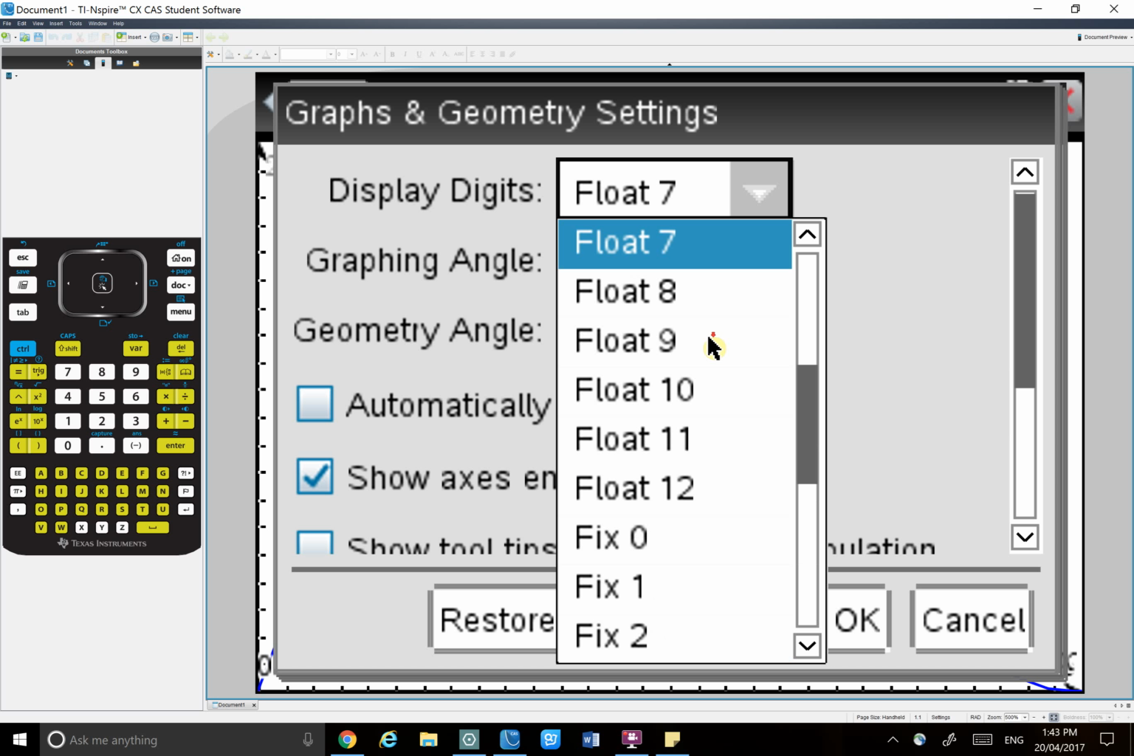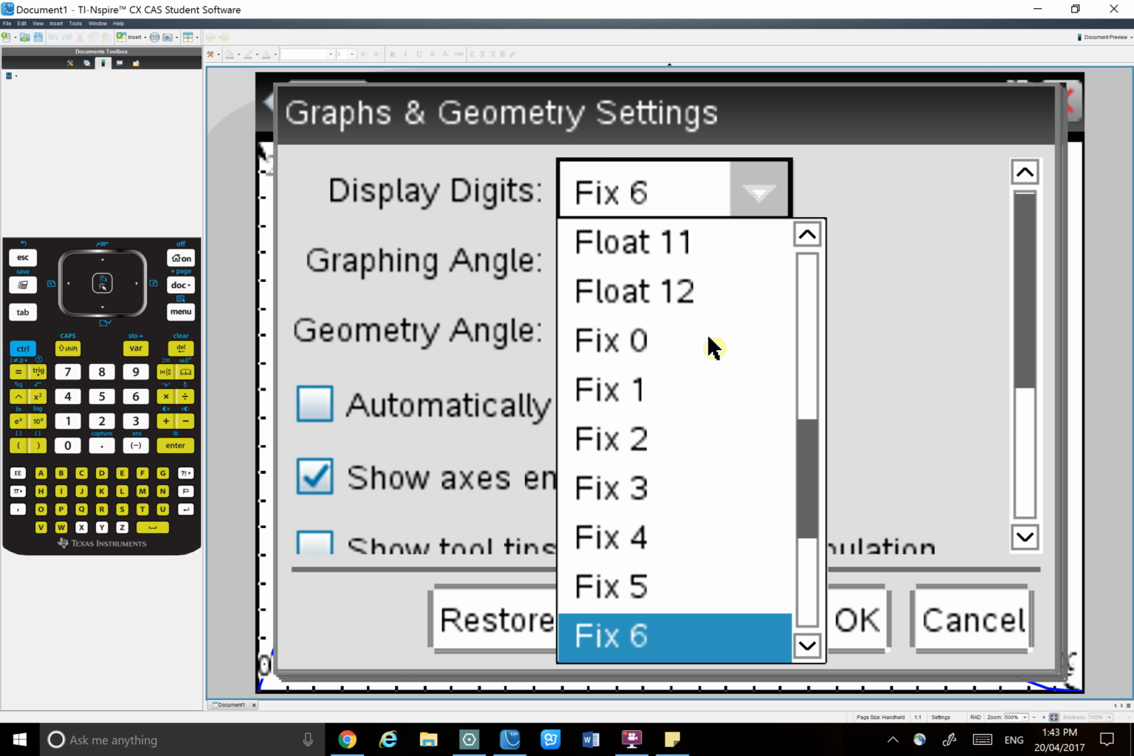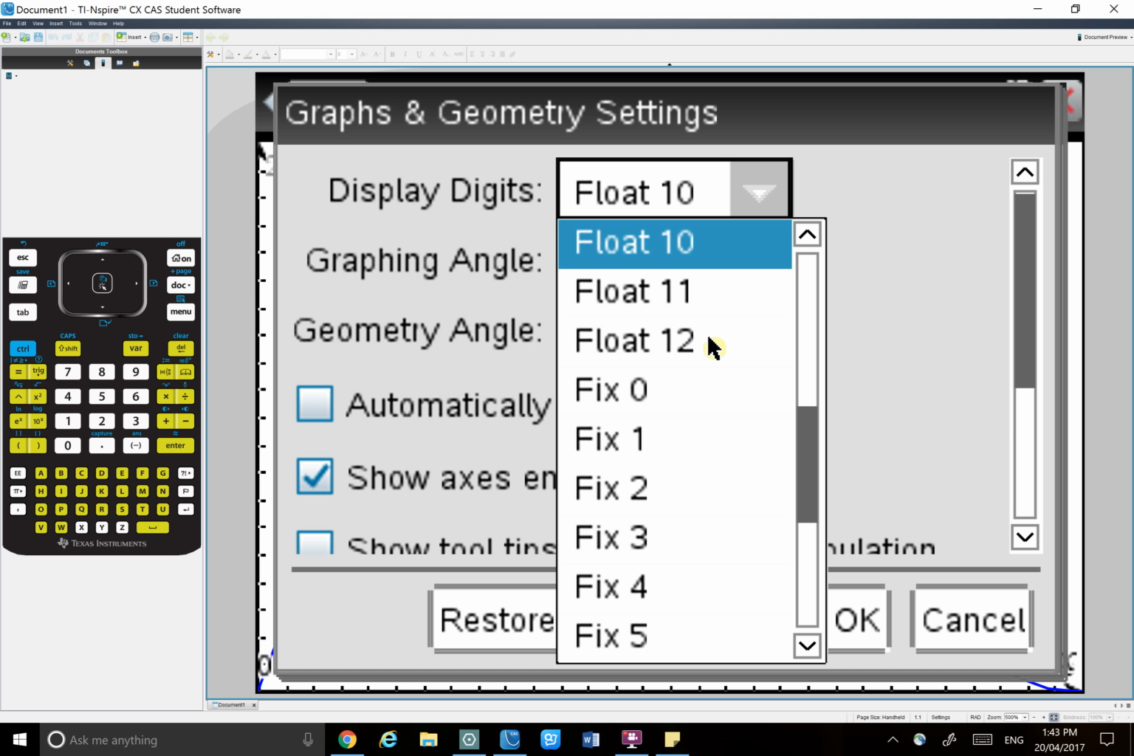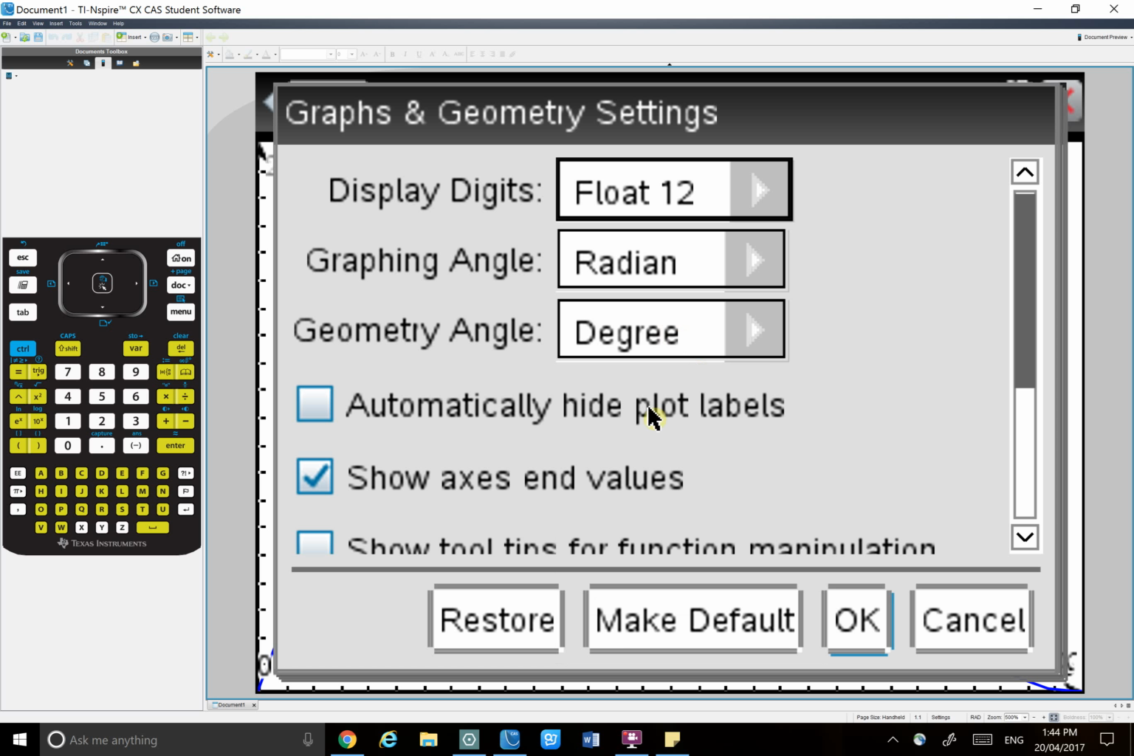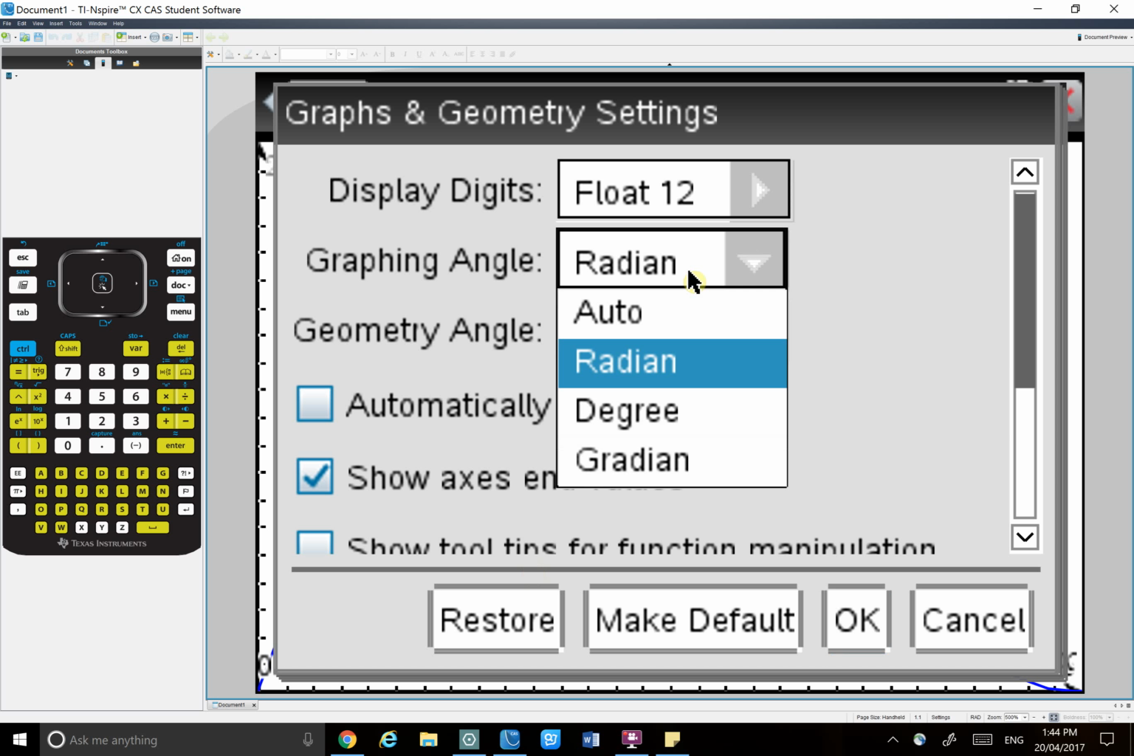I haven't really tried, but I think fixed will always give you decimals, that's what I'm guessing, even though it's an integer number, but I'm not sure. I haven't tried that because I always use the float and it works well. I think maybe if you go fixed 5, that will give you 5.00000. That's what I suppose we'll have. And make sure the graph angle is in radian as well.